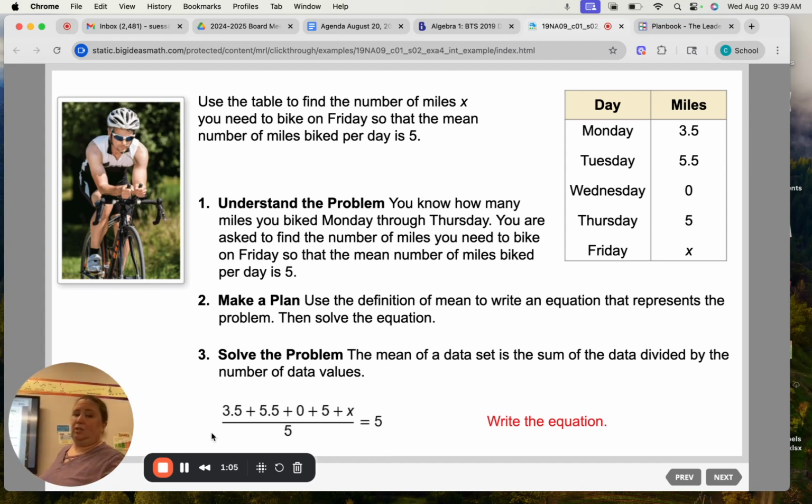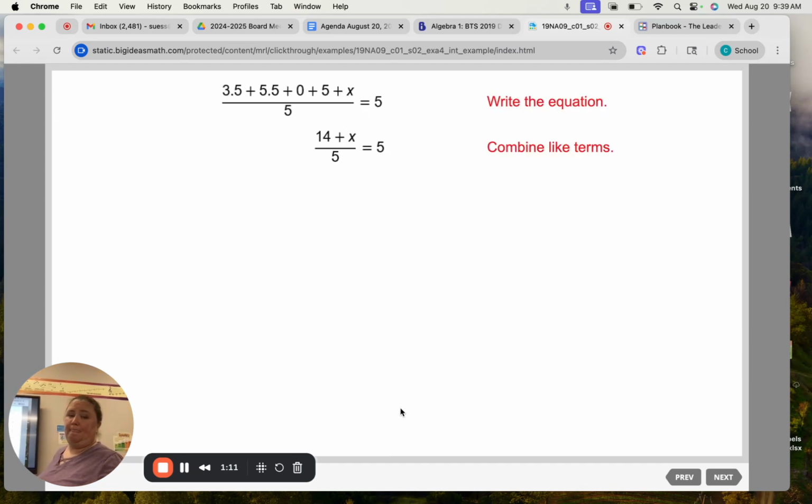All right, so let's simplify the top. So 3.5 plus 5.5 plus 5 is what? 14. So you get 14 plus x over 5. Now what's the next thing we should move? Take a wild guess. It's okay if you're wrong. X. Nope. We're leaving the x there. We want to move everything away from it. 5. Yes, because there's a divide sign here.